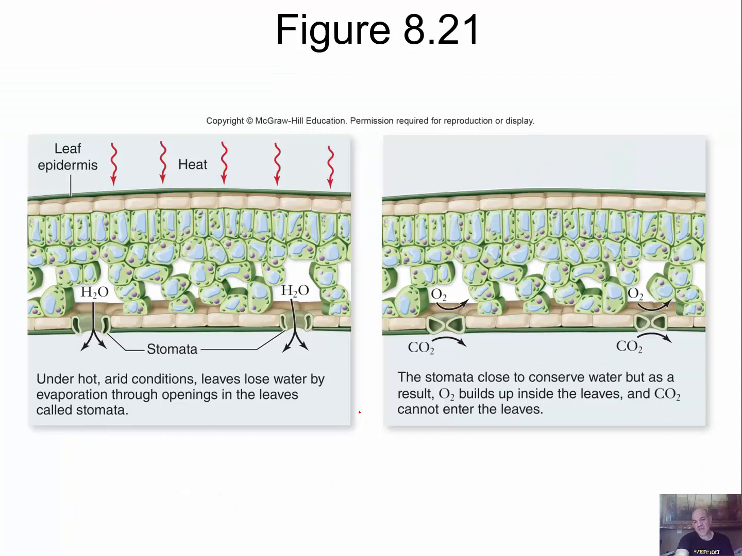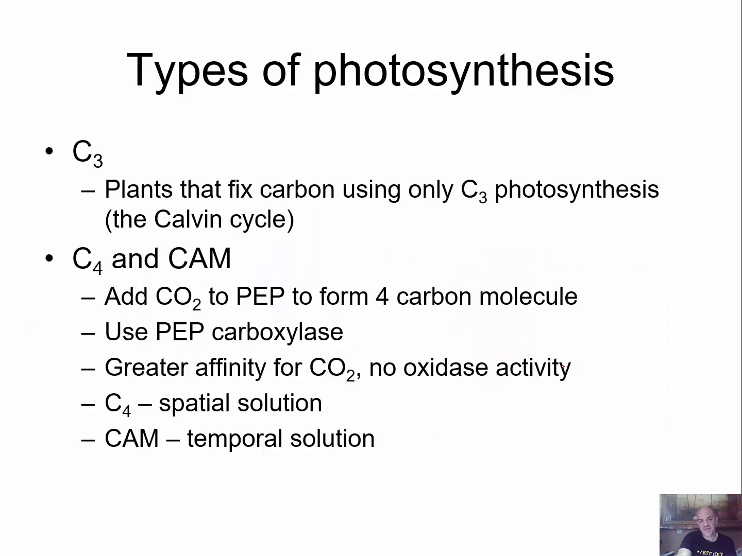So there's the diagrams again of the leaves with open stomata, and on the right with closed stomata, and you can see how, when the stomata are closed, it does not allow the oxygen and carbon dioxide to be exchanged with the atmosphere. So the types of photosynthesis include C3, which is normal.